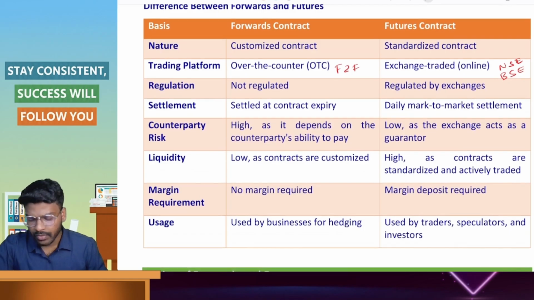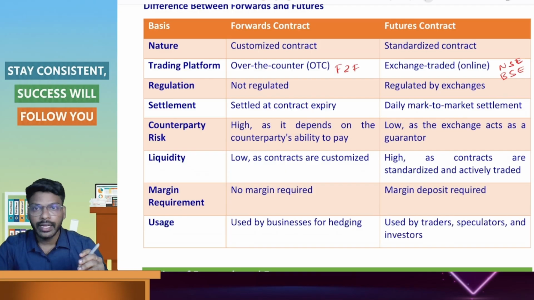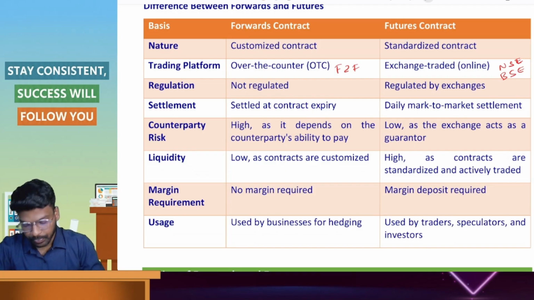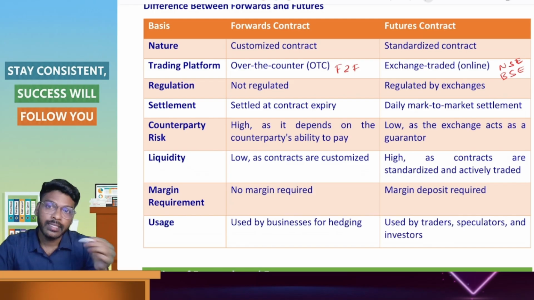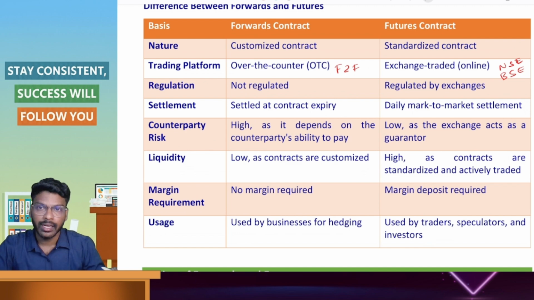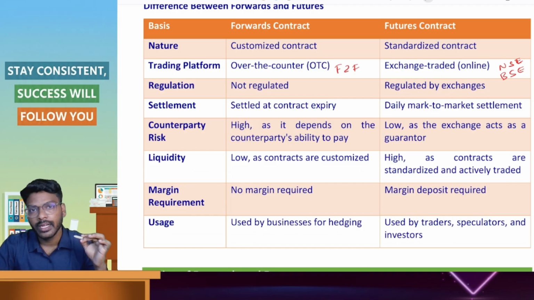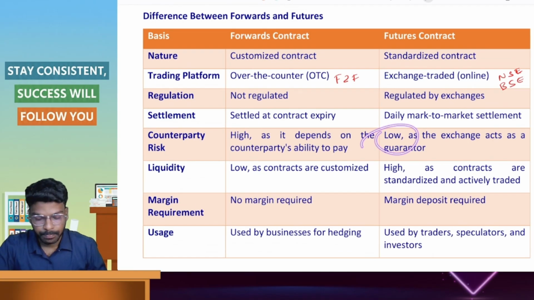Counterparty risk. In case of forwards, there are two parties. Either of the parties can avoid the settlement, so the counterparty risk is high in a forward contract. In our example, we have taken Mr. A and Mr. B, who enter into a contract for MRF shares. If the price decreases and Mr. A doesn't want to pay the settlement, then there is a high risk that the settlement will not take place.